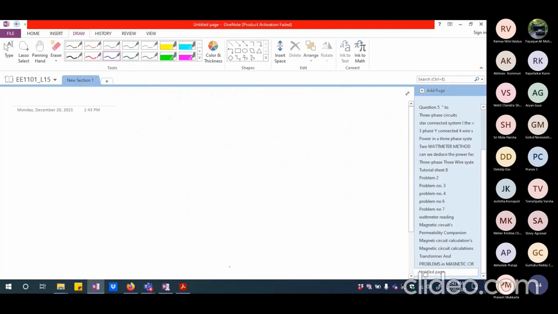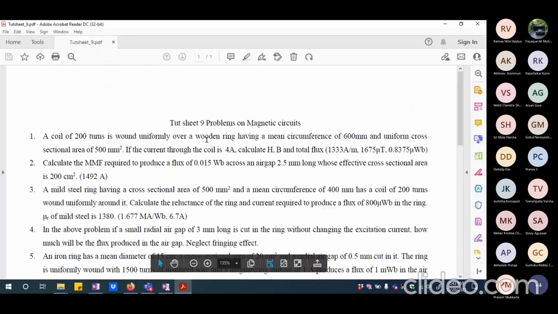Let's look at problem number 2. Problem number 2 says, calculate the MMF required to produce a flux of 0.015 Weber across an air gap of 2.5 millimeter long, whose effective cross-sectional area is 200 centimeter square. So length is 2.5 millimeter and area is 200 centimeter square.